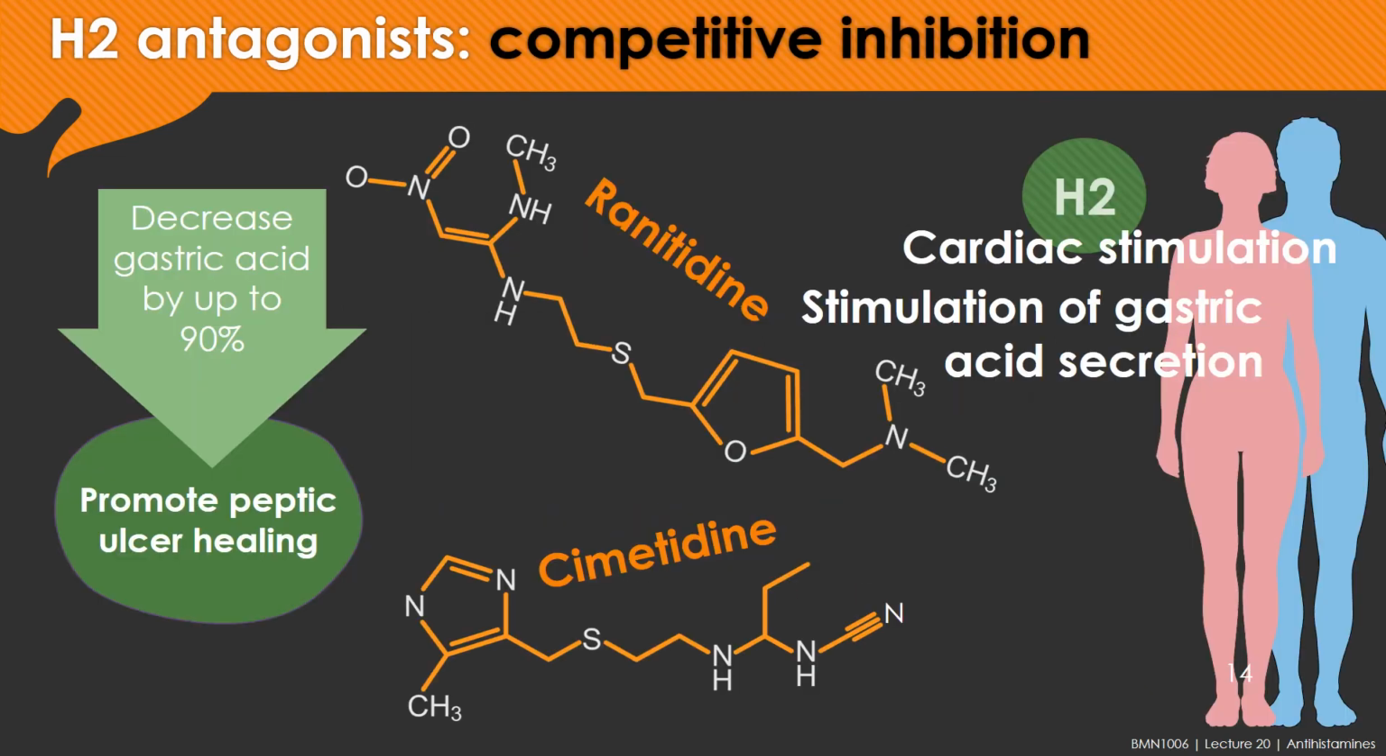And now let's take a look at the H2 antagonist with more details. Because they can bind to the H2 receptor, these drugs actually act as a competitive inhibitor for histamine. And with the use of H2 antagonists, acid production is reduced by 90%, and that promotes healing of the peptic ulcer. So two examples of the H2 antagonists are ranitidine and cimetidine. And because H2 receptors also play an important role in cardiac stimulation, the use of H2 antagonists can lead to cardiac side effects such as irregular heartbeat. And for this reason, PPI is preferred.